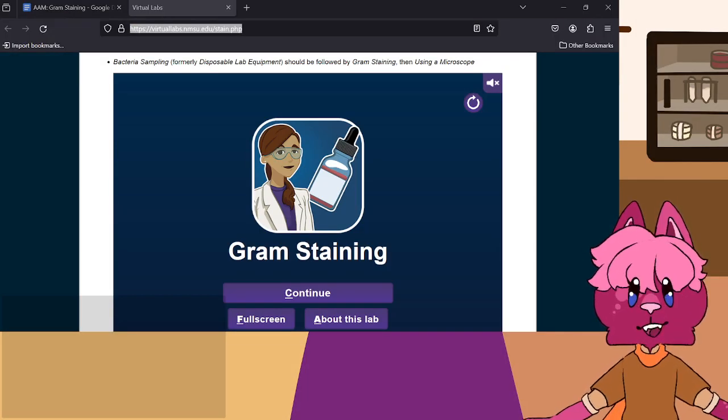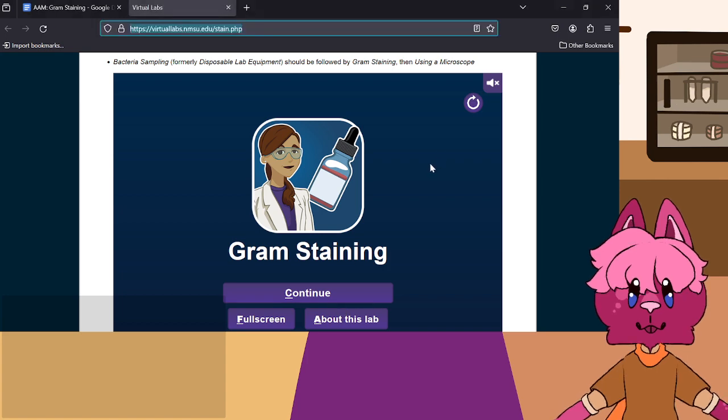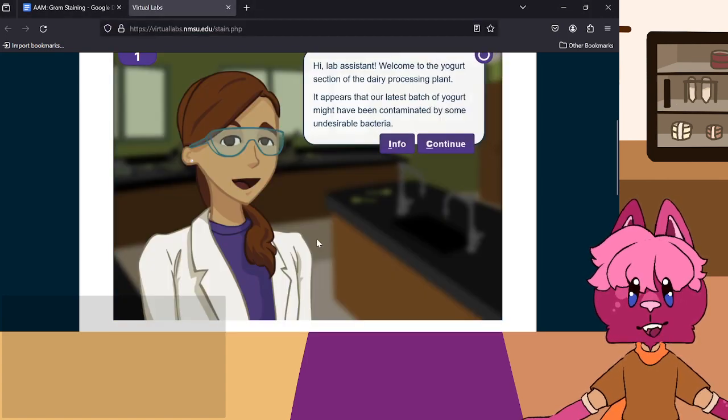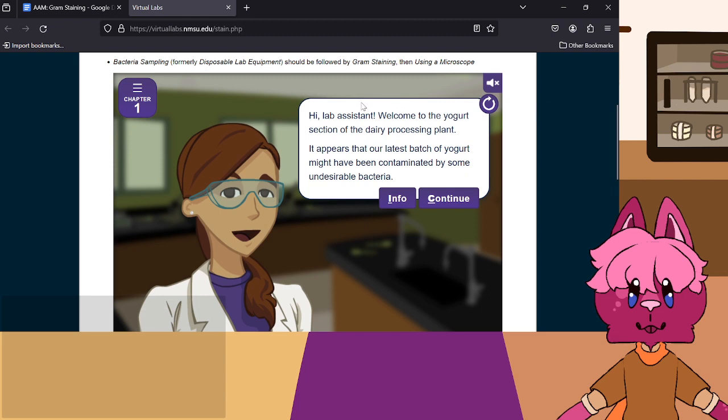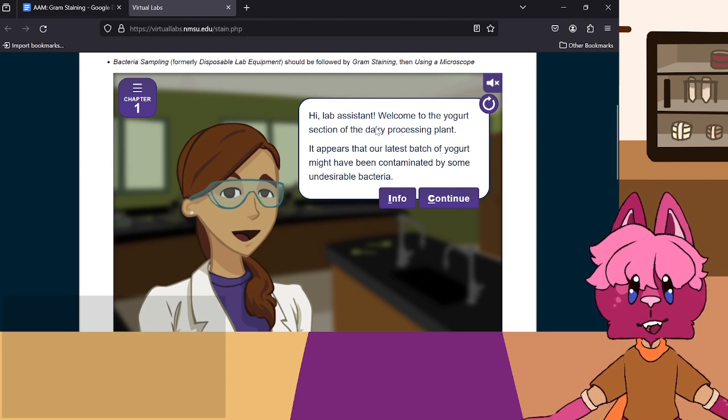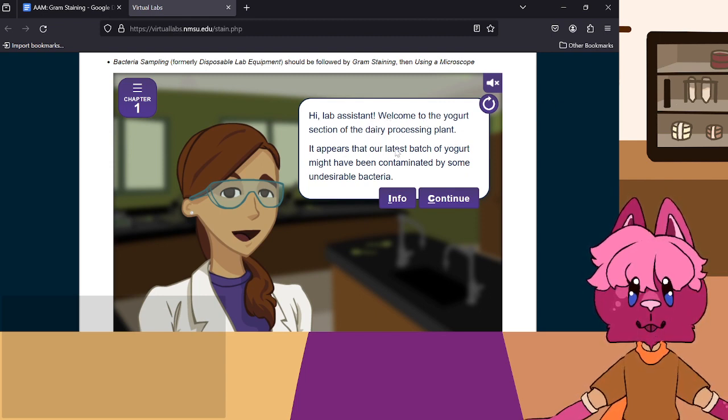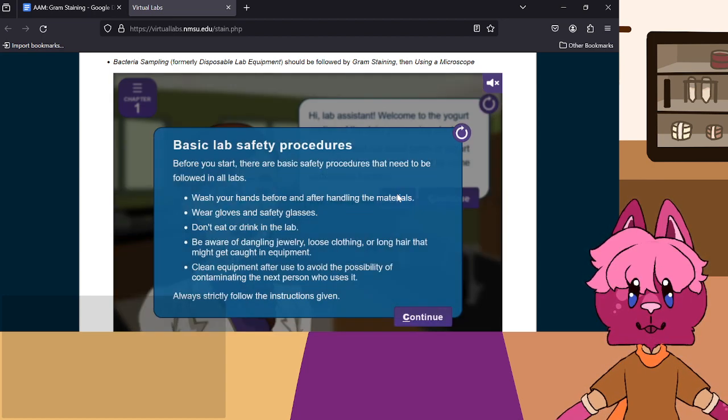Yippee. All right. Oh, wrong screen. Continue. So, hi, lab assistant. Welcome to the yogurt section of dairy processing plant. It appears that our latest batch of yogurt might have been contaminated with some undesirable bacteria.